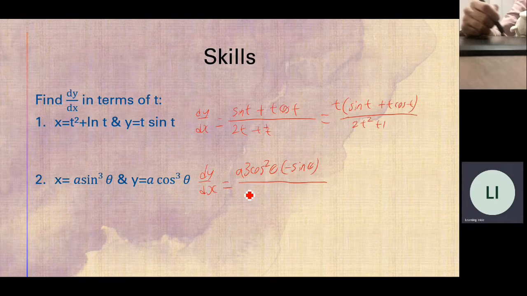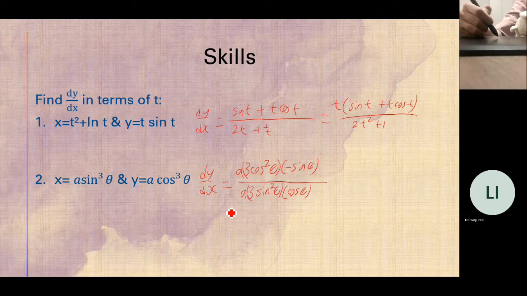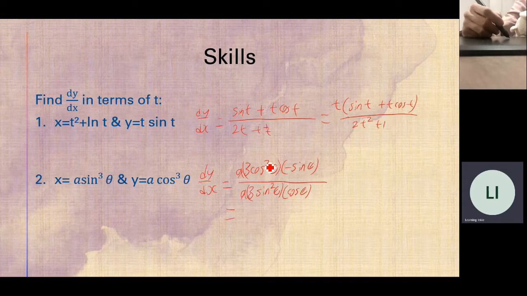Denominator dx/d theta, again a power rule, 3 sine, which I should bracket as well, 3 sine squared theta. Differentiate inside, sine becomes cosine theta. So from here, simply do some very fun cancelling. 3a goes away. Cosine squared theta divided by cosine theta, sine theta divided by sine squared theta. And you're left with minus cosine theta over sine theta. You can't leave it like this because you can convert it to minus cotangent theta.